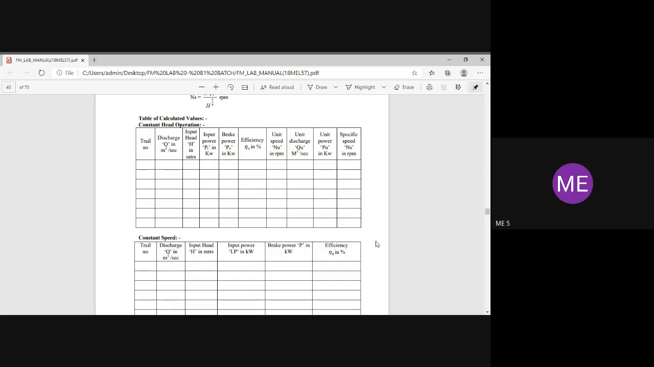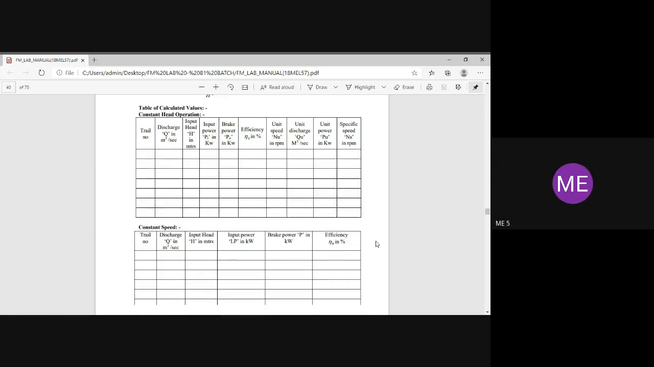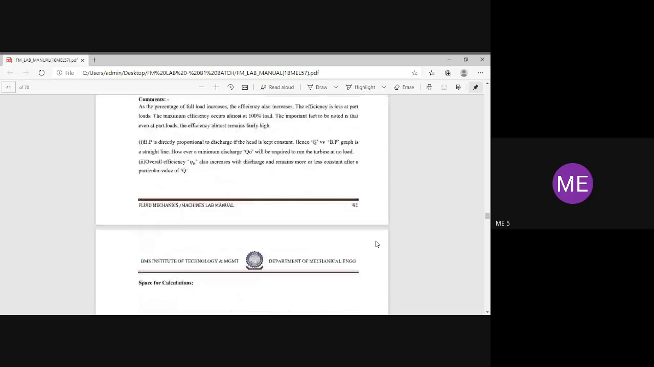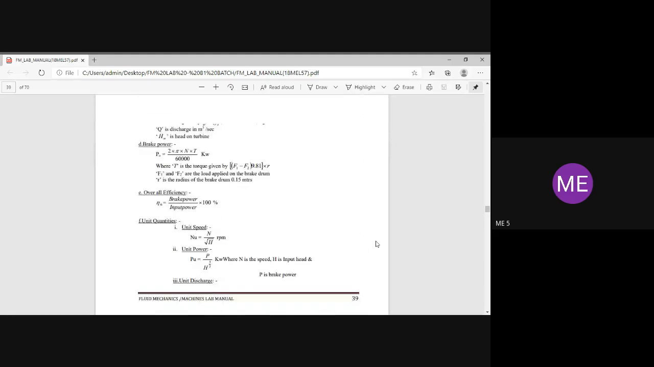Is that tabular column finished? Okay, that's done, sir. Okay. Now next, note down the constant head characteristic calculation. In the calculation now for constant head.